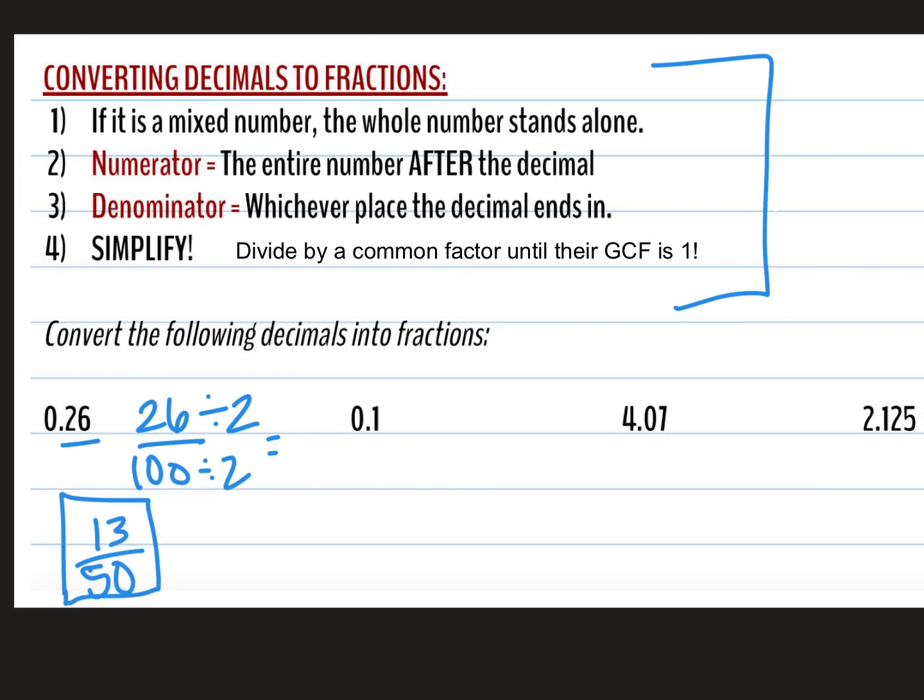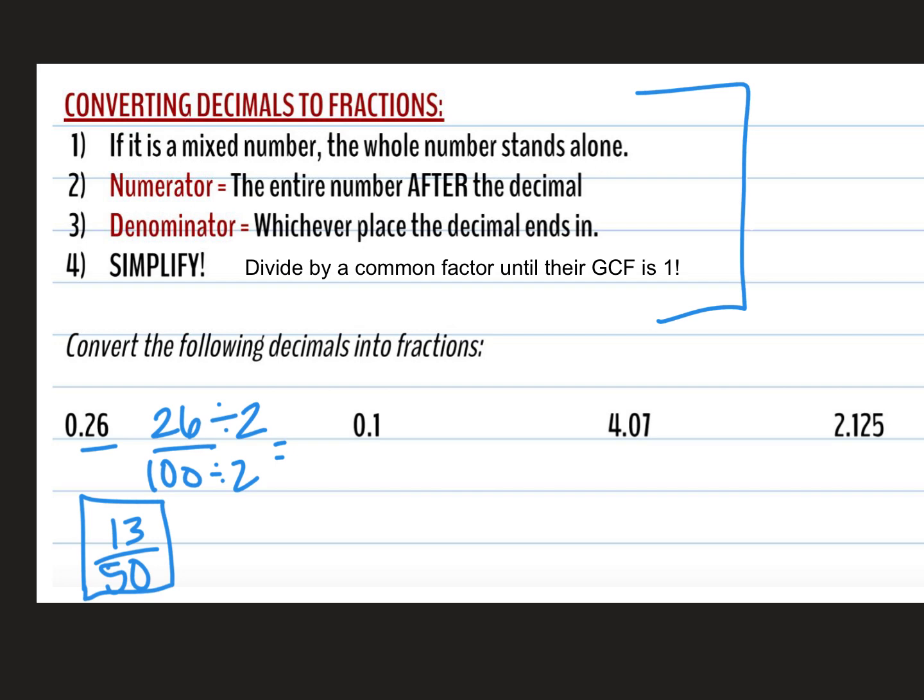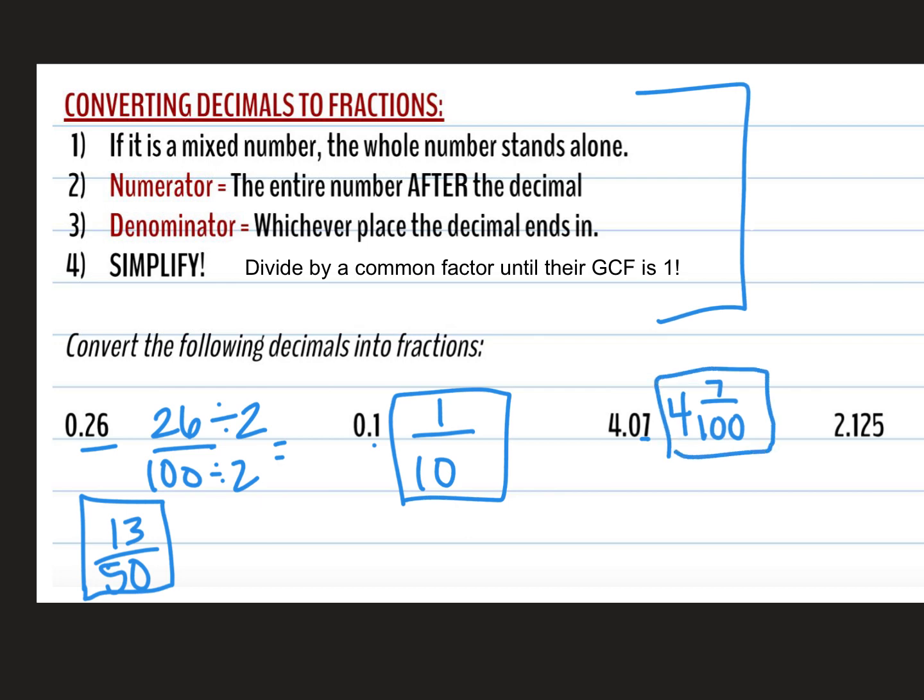Next one, if I read that number 1/10, 1 is our numerator. Since it ends in the tenths place, that's our denominator. And that's already in simplest form. Next one, if I read it 4 and 7/100ths, we write it exactly how we read it. So the 4 is our whole number, 7 is our numerator, and it ends in the hundredths place, so that's going to be our denominator. Now, those numbers 7 and 100 cannot be simplified, so we would leave our answer like that.